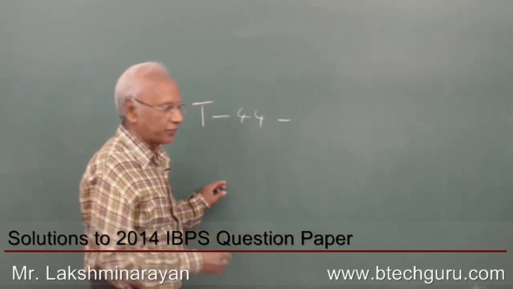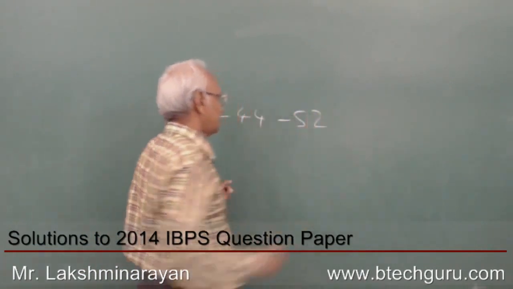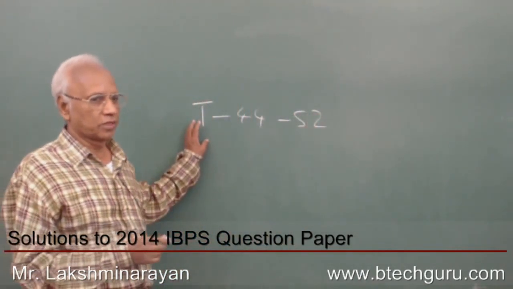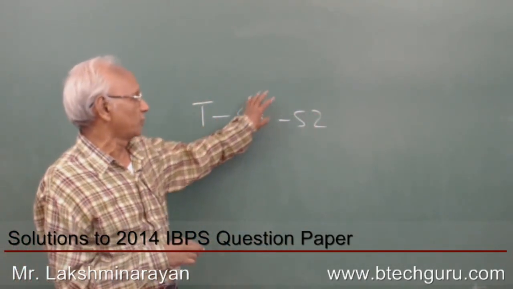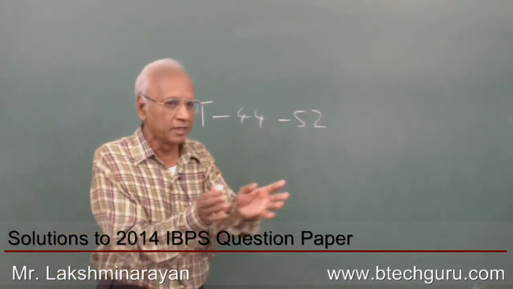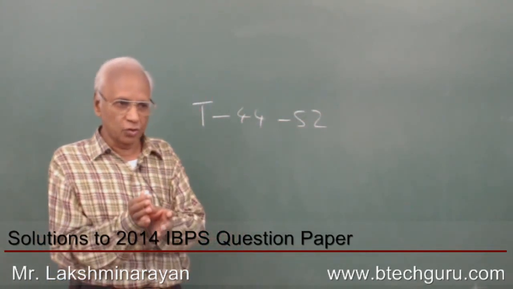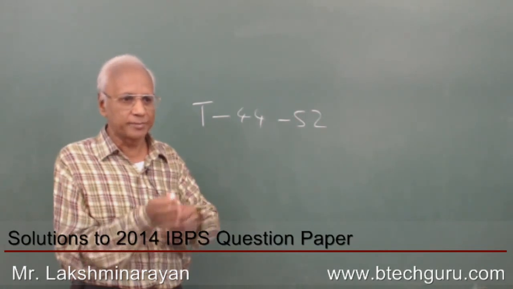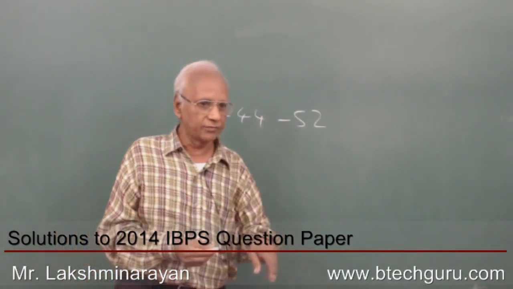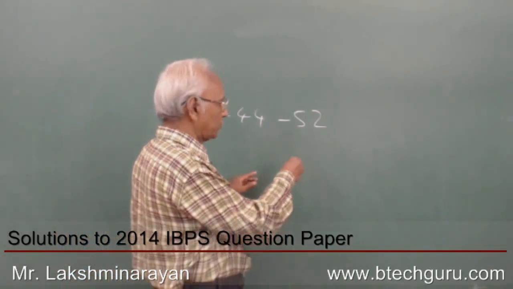Again another minus 52. So the total weight of all the students in the class minus 44 kilogram minus 52 kilogram will be the new total. But then that is not over. These two students are replaced by two other students. They are weighing 64 kilogram and 56 kilogram. So we have to add them.